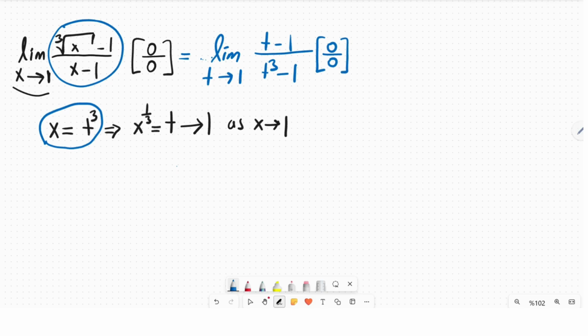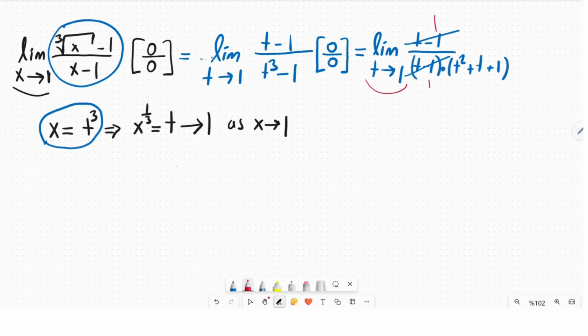This means that we have to manipulate our expression, limit as t goes to 1. Let's factorize the bottom. t minus 1 times t squared plus t plus 1. As you see, this term can be simplified. So finally, we can directly substitute the limit point t is equal to 1 into this part. This is going to 1, this is going to 1, this is going to 1, and the answer is 1 over 3.